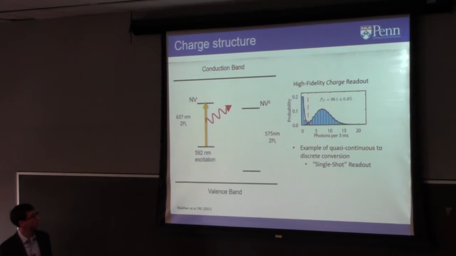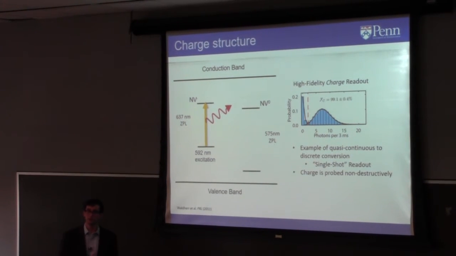So this is our example of a quasi-continuous to discrete conversion. In quantum information, it's always this sort of thresholding strategy. And I'll refer to single-shot readout many times in this talk, and that's what I mean. You pick a threshold, and you say, I was in NV- or NV neutral. And another nice aspect of this, you can probe the charge non-destructively. That means you can measure it, and let's say you get NV-. When you look again, you will still be in NV-.